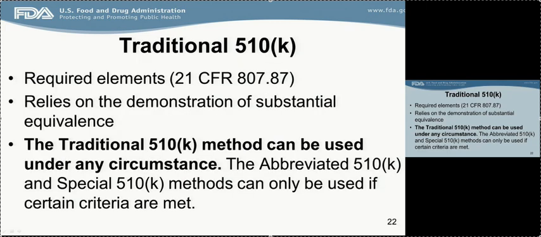For a traditional 510(k), you must submit the required elements of 21 CFR 807.87. These are typically the administrative requirements such as the business name, the trade name, things like that. The traditional 510(k) relies on the demonstration of substantial equivalence. It's important to note that a traditional 510(k) can be used under any circumstance. The abbreviated and special 510(k) can only be used if certain criteria are met.